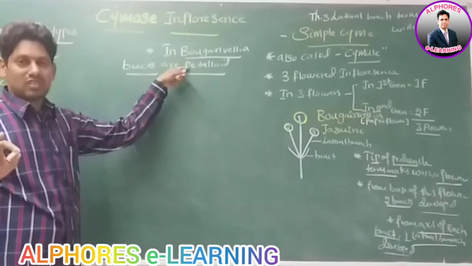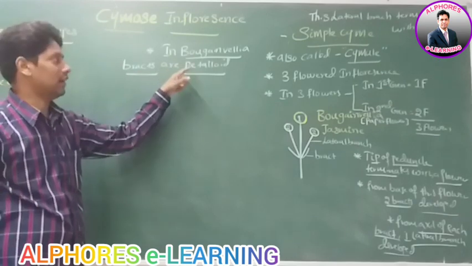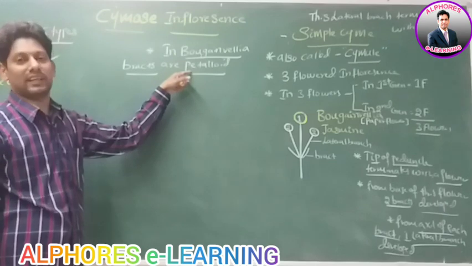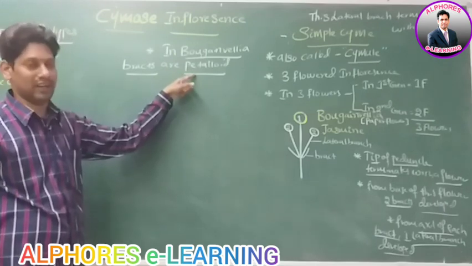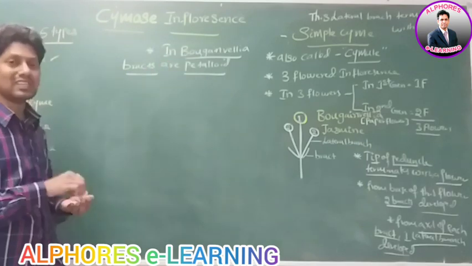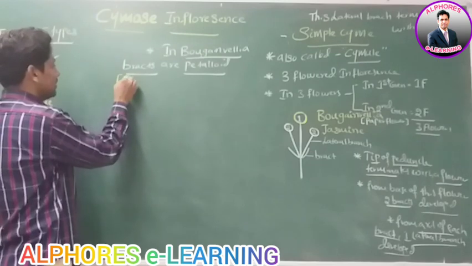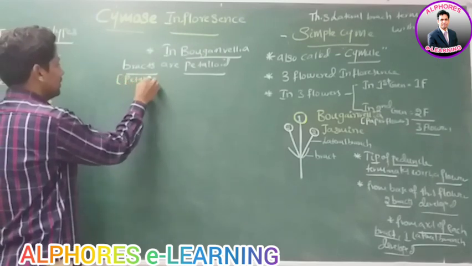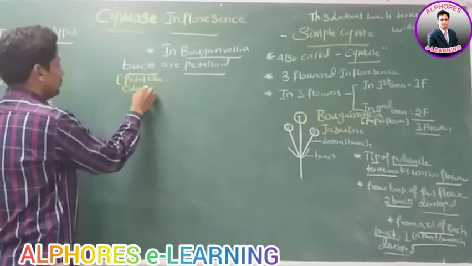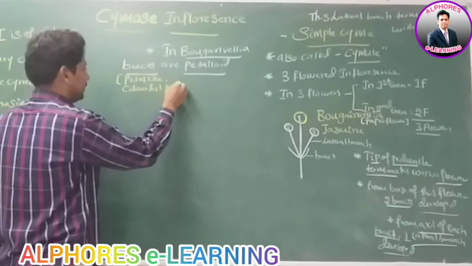Sir, what is the meaning of petaloid? If any structure appears like petals, we should call it petaloid. Therefore, a structure which appears like petals, what is it called? Petaloid. In bougainvillea, what appears like petals, sir? Bracts appear like petals. Therefore, bracts are petal-like, colorful and attractive.